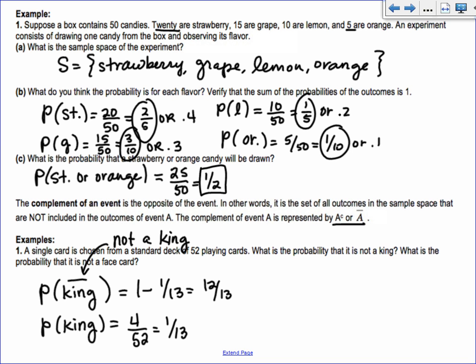Okay, so if I had counted up all the things that were not a king, I would have had 52 minus 4, I would have had 48 outcomes. 48 out of 52 does reduce to be 12 out of 13, so you can do it either way.